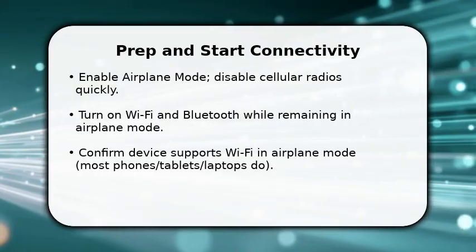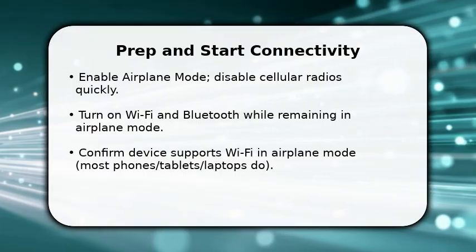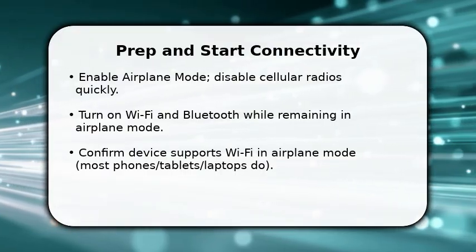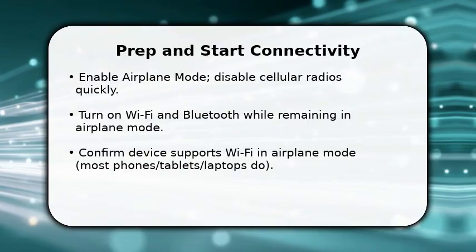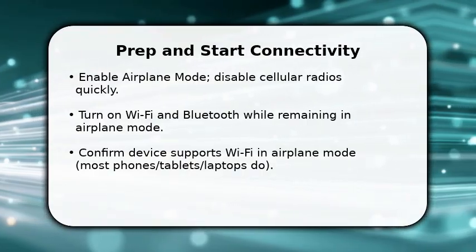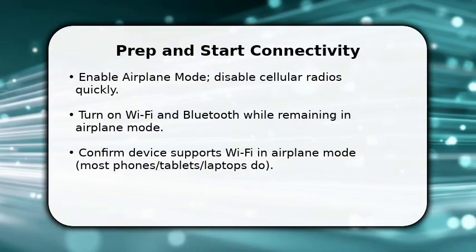You start by switching on airplane mode to meet flight rules, then immediately re-enable Wi-Fi and Bluetooth. You do this because airplane mode only cuts radios. Reactivating Wi-Fi restores network access without cellular.